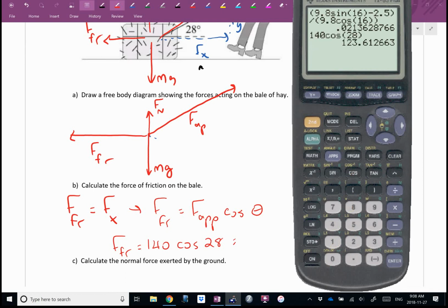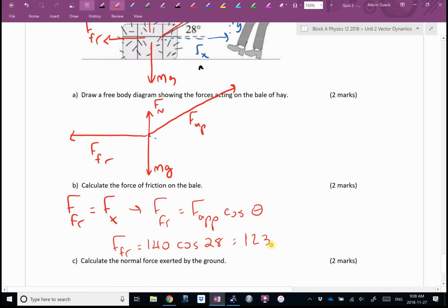I'll call it 124, but I'm going to store this on my calculator. In fact, I think I'm going to write 123.61, because that's 5 sig figs worth, and then I'll say 124 newtons. Is that correct, folks? Yeah. I would also take 120 newtons. I take 2 sig figs, but I usually go to 3.